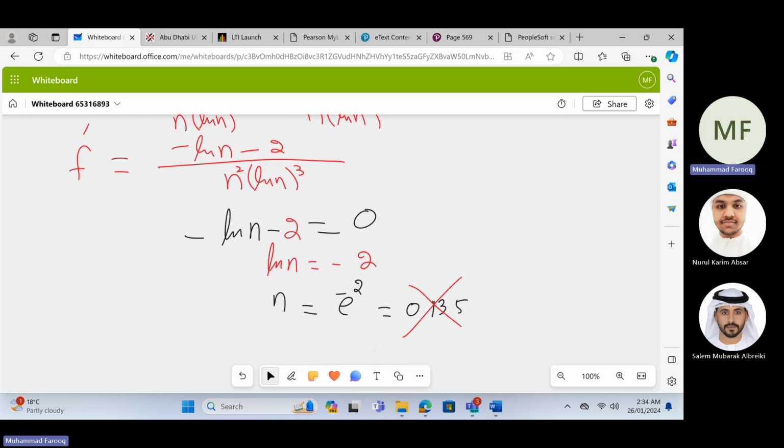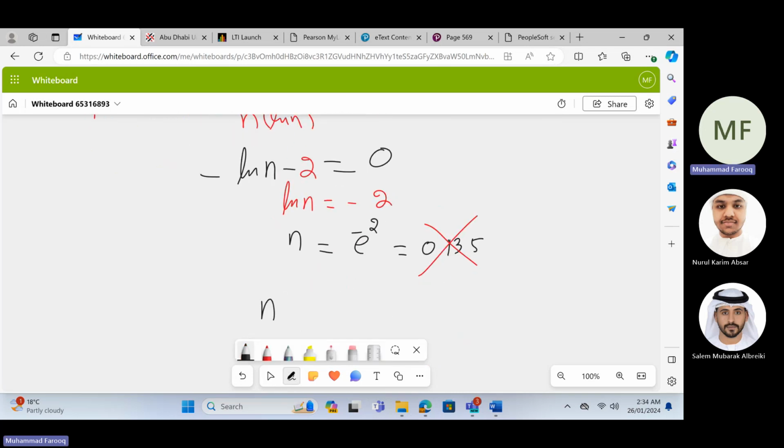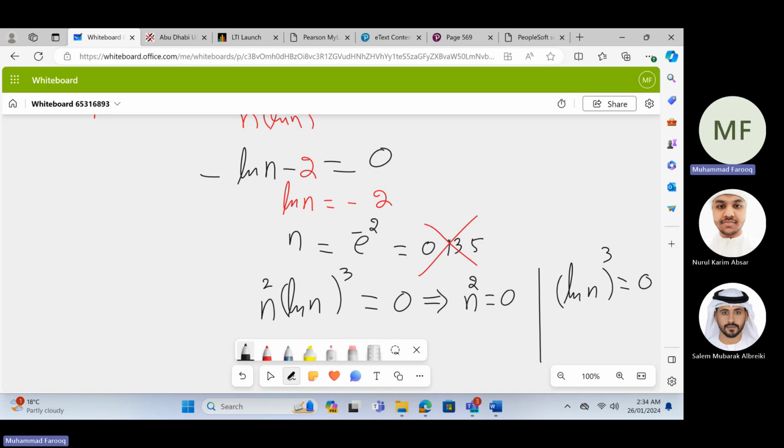The down part is n squared times ln n to the power 3, am I right? It is equal to 0. If two functions are multiplying and the answer is 0, it means n squared is equal to 0 or ln n to the power 3 is equal to 0. From here, accept or reject? n is 0. My domain starts from where? 2.